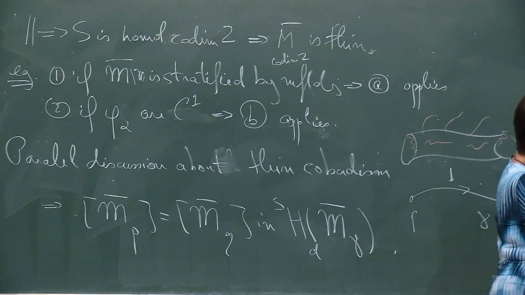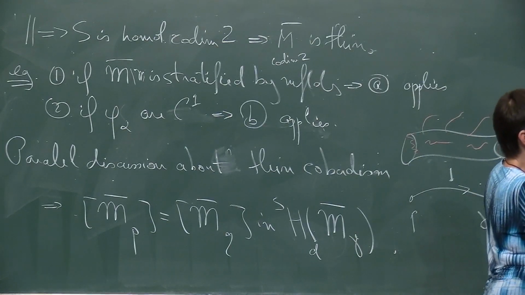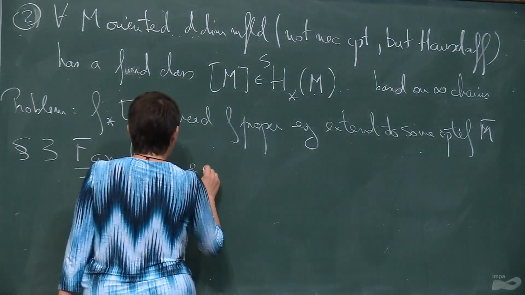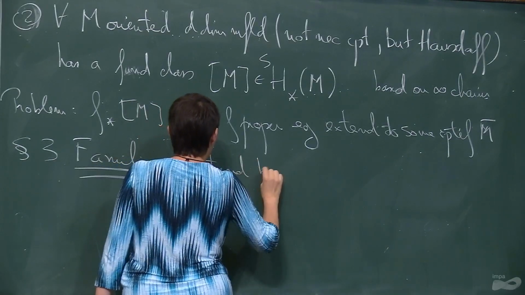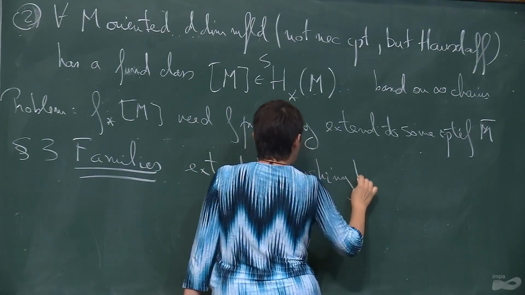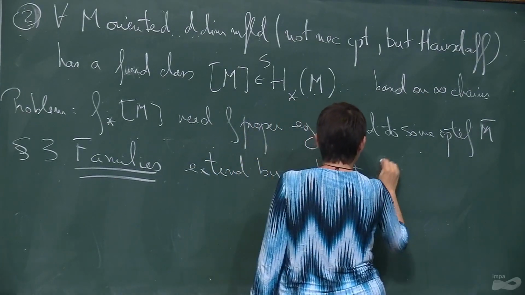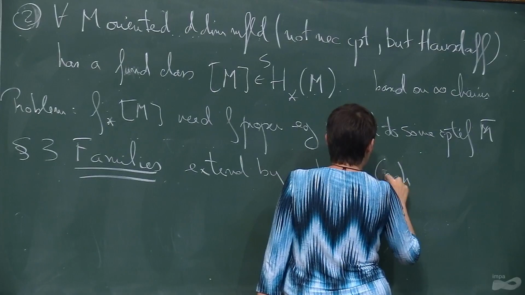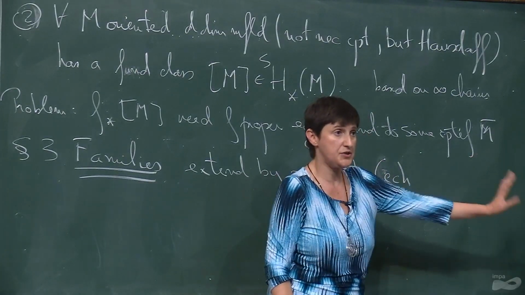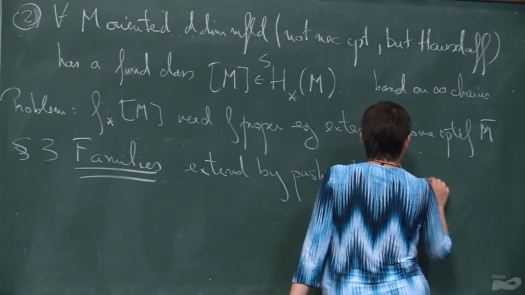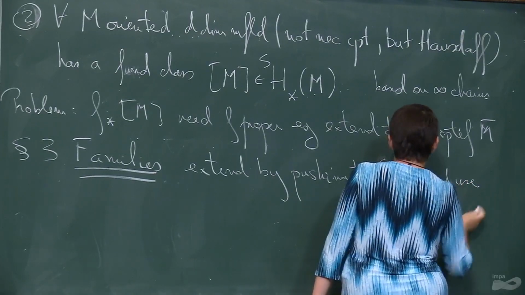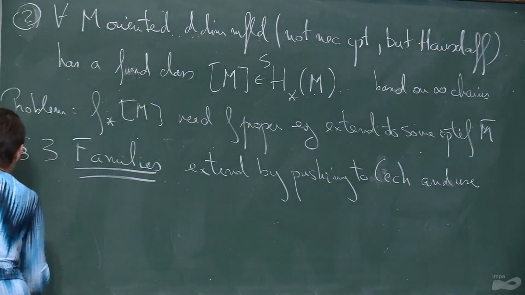In order to extend this to families, we're going to use another property. We're going to take our class in Steenrod, push it to Czech, and then use the continuity property of Czech. So for families, we're going to extend by pushing first forward to Czech homology. Either Czech homology, or if you prefer, you can push it all the way down to the dual of Czech homology, and use their continuity property.